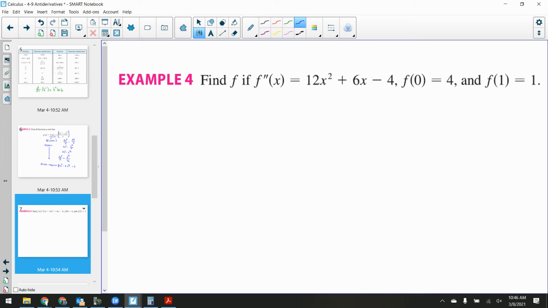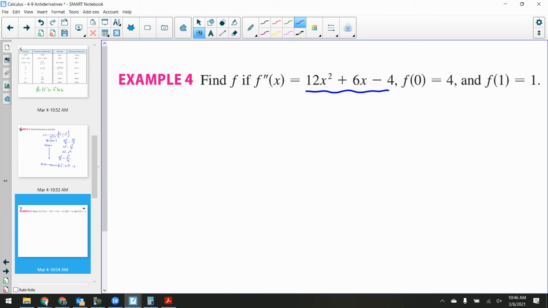Now look at what I've got here in example 4. Find f given f double prime. But I'm also given f of 0 is 4 and f of 1 is 1. So I'm given some information about my original function, which will allow me to find my constant. I'm not going to need to find a general antiderivative for this one. I mean, I will, but in the end, that's not going to be my answer. I will be able to solve for those constants sitting at the end of my antiderivative. All right, so let's find f prime.